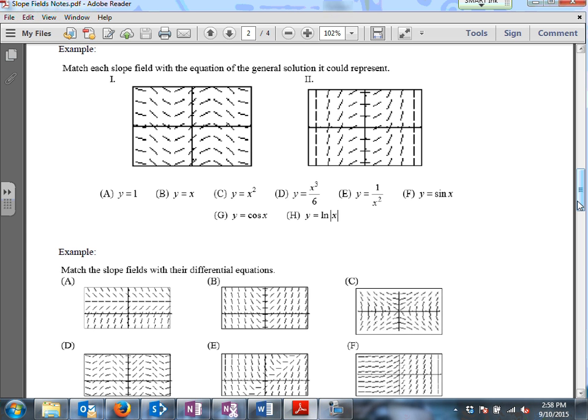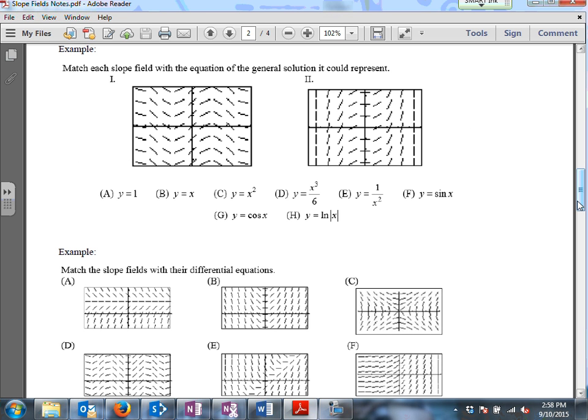So let's look at number 2. That looks like what kind of function? A cubic. Which one of those does it match with? D. Be careful, what about number 1? F. It's a sine curve, right? We start at 0, 0, go up. Okay. So this is what it looks like when you're matching a solution. It could represent, okay? You actually match the graph to its equation, right?